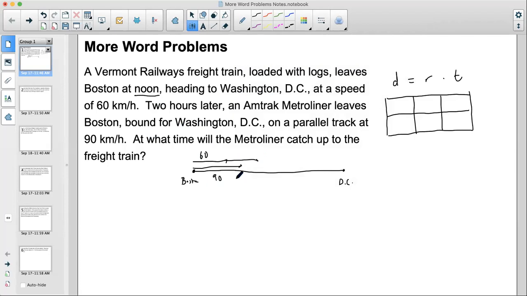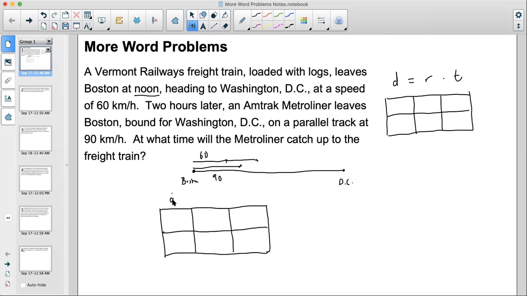So there's a couple ways to do this. But I'm going to give you the table way, and maybe I'll tell you about the other way at the end, or we can talk about it in class. There's more than one way to do these, but let's just do the table. So our table is going to be distance, rate, and time.